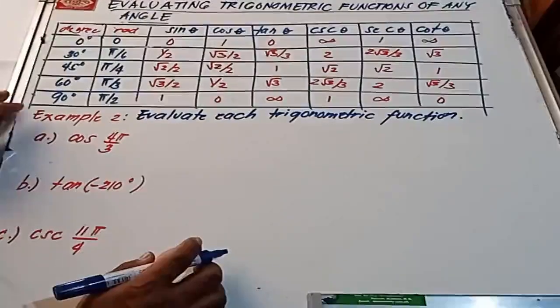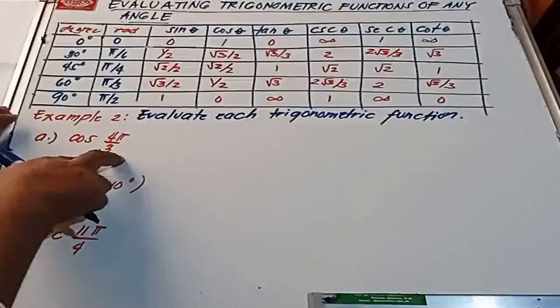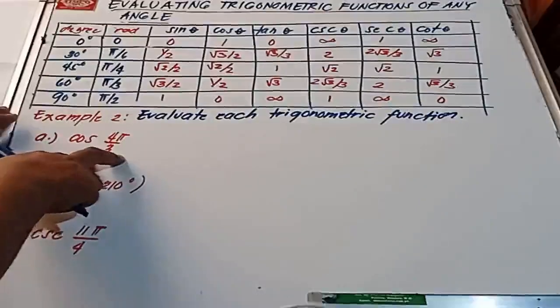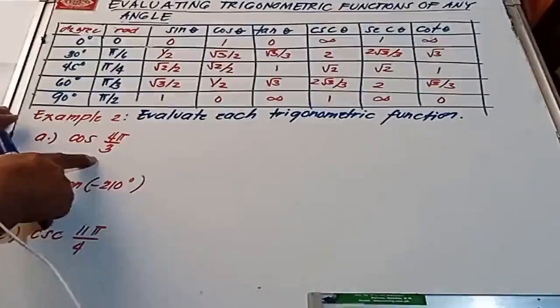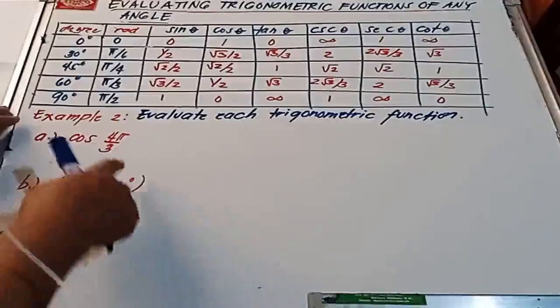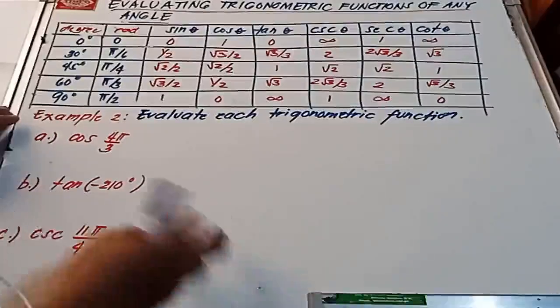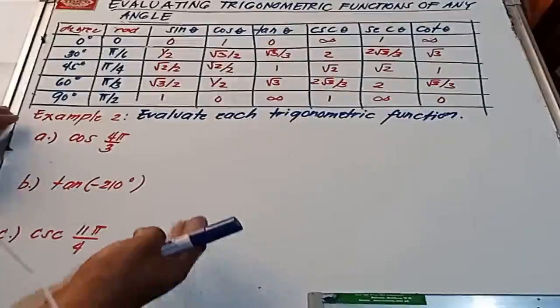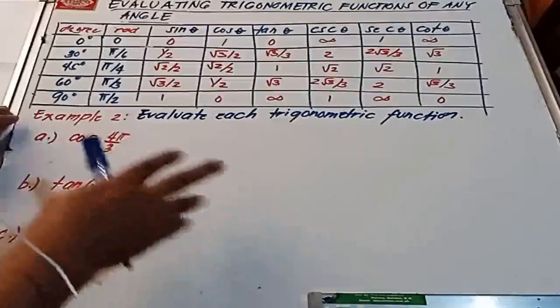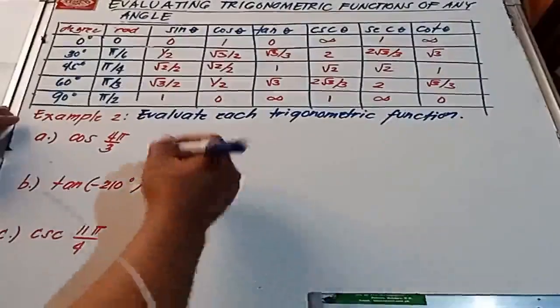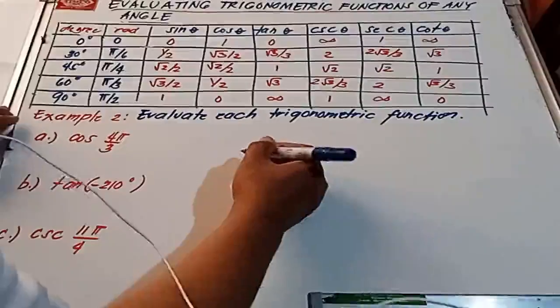Cosine 4 pi over 3. Ano ibig sabihin ng 4 pi over 3? Nasaan ba yung terminal side nito? Since 4 divided by 3 is 1.333, ibig sabihin more than pi siya. Okay? Pag more than pi siya, it means that the angle 4 pi over 3 lies somewhere dun sa ating third quadrant. So, tingnan natin para madalian tayo.